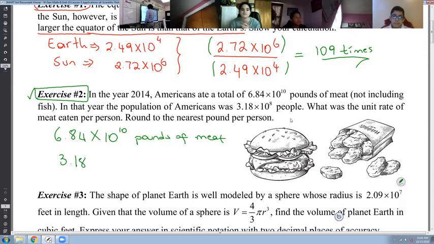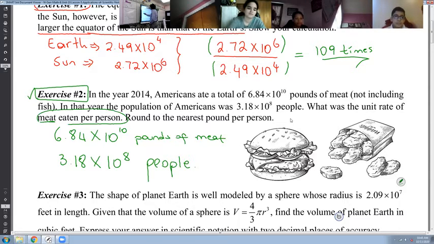Wow. Look at the population of United States, guys, in 2014. It is like 318 million people. All right. Now, what was the unit rate? What was the unit rate of meat eaten per person? Meat eaten per person.